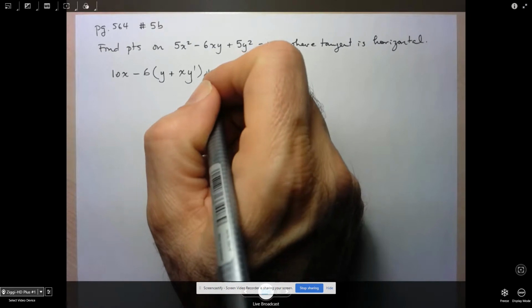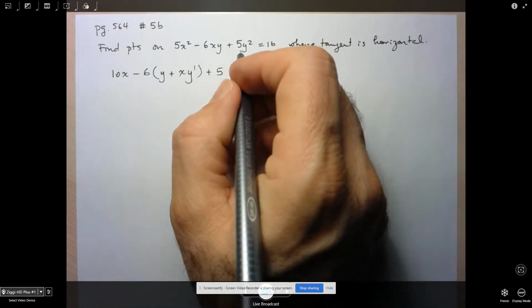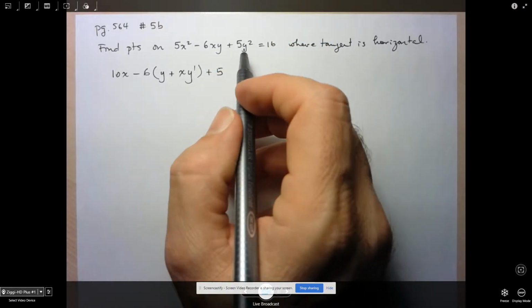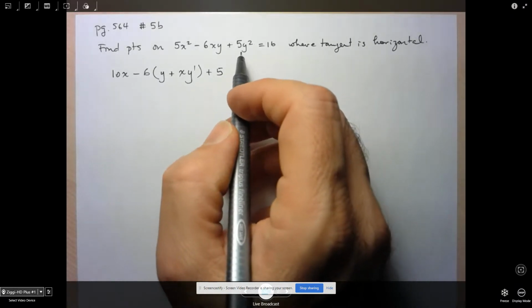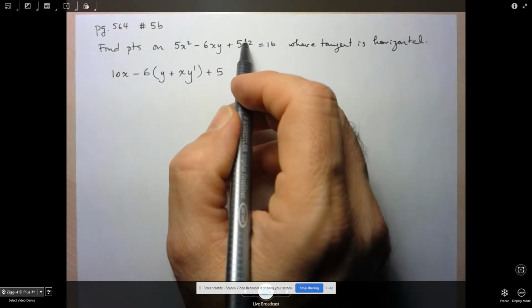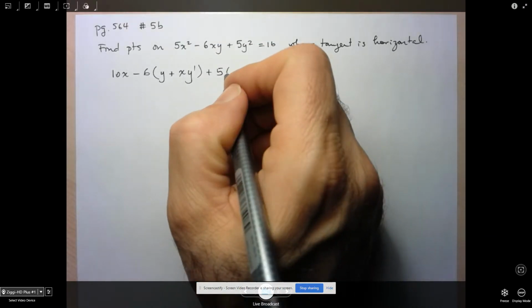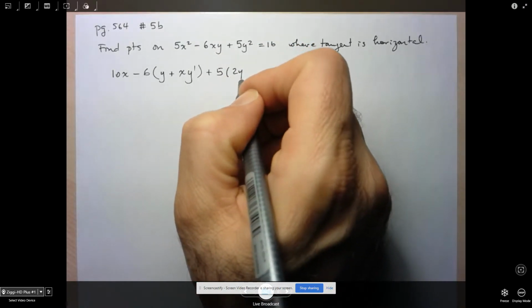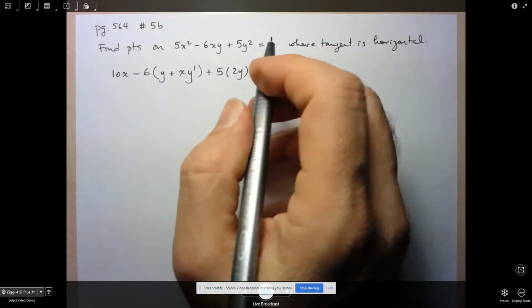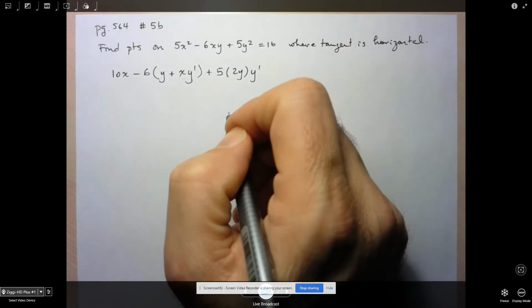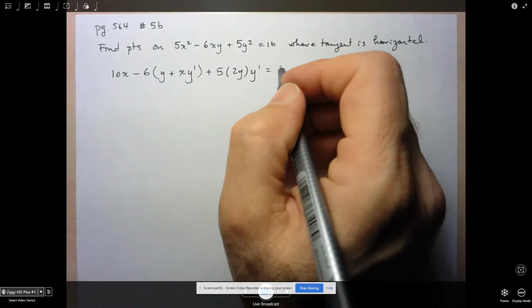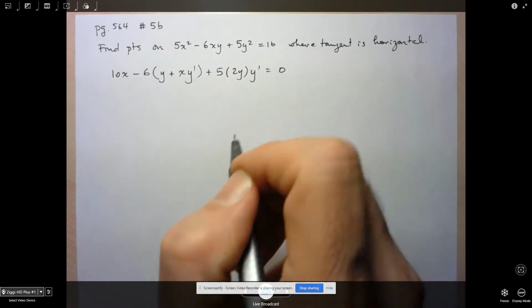Finally, we have 5 times the derivative of y squared. Again, this is the derivative with respect to x, so I need to use the chain rule. First find the derivative of the outside function: the derivative of y squared is 2y, and I multiply that by the derivative of the inside function, which is y prime. And the derivative of 16, just a constant, is equal to 0.